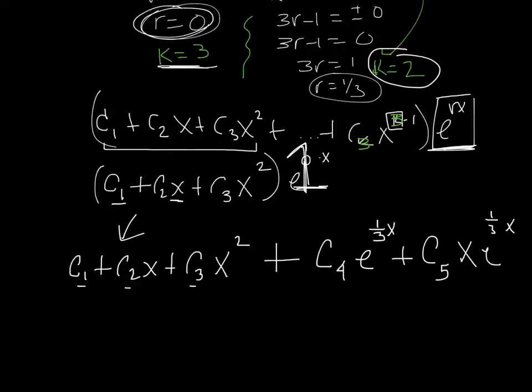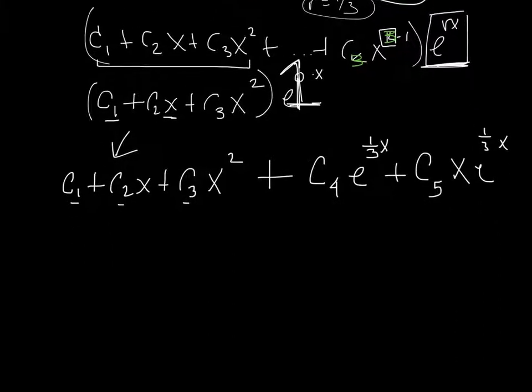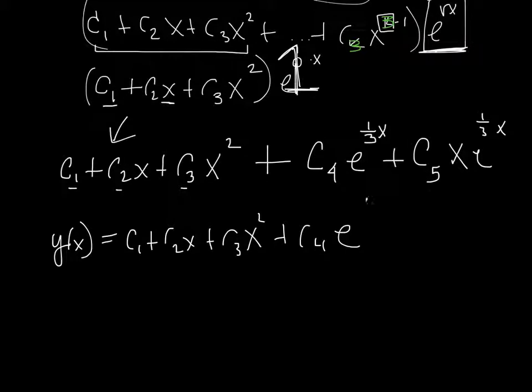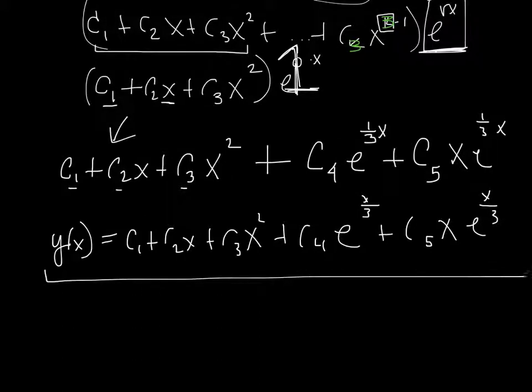So that is your final solution. y of x equals, I'm going to write this nicer, C1 plus C2x plus C3x squared plus C4 e to the x over 3 plus C5x e to the x over 3. Okay, so that is our final solution.